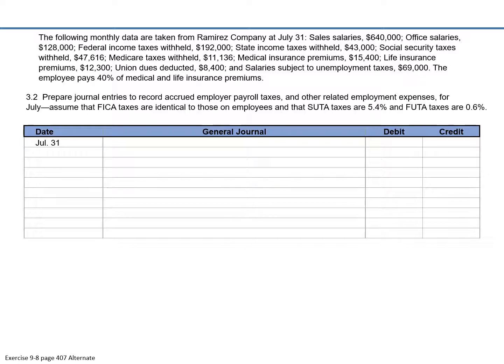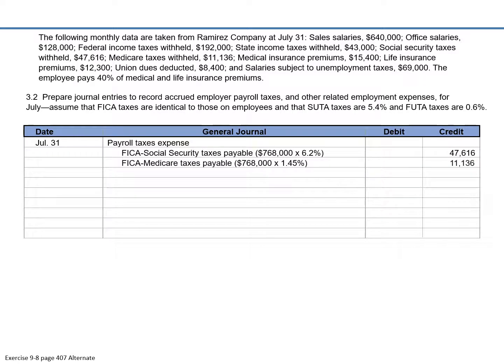Then we need to record the employer side, right? So we have payroll tax expense. We have the employer side of the FICA, Social Security, and Medicare, which is the same amount as the employee pays. Then we have state unemployment taxes, and they tell us that the wages subject to state unemployment taxes is $69,000. And they tell us that the state rate is 5.4 and the federal rate is 0.6.